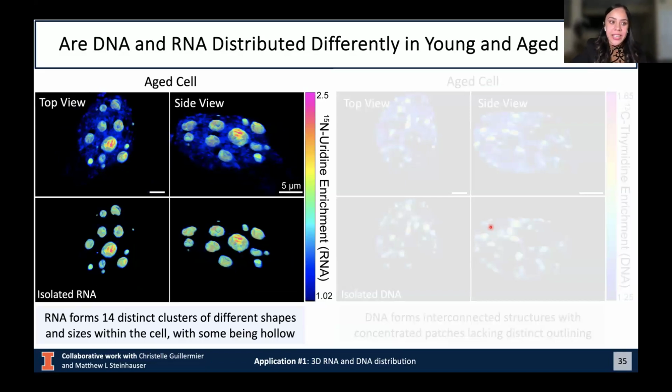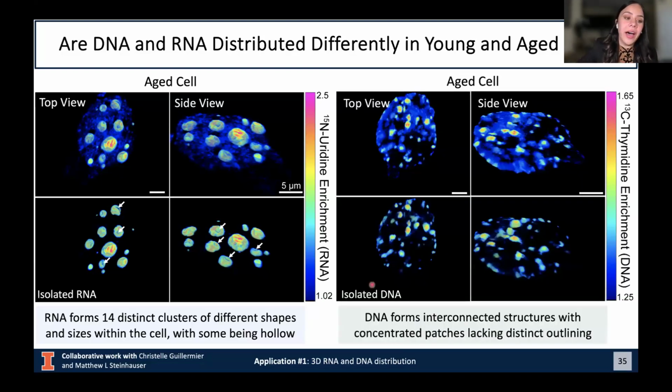In contrast, in this aged cell, we observe some interesting differences. So we observe a notable increase in the amount of regions that are enriched in RNA. To be exact, there are 14 RNA-rich regions. Most of these regions are spherical, although some of them have depressed centers.